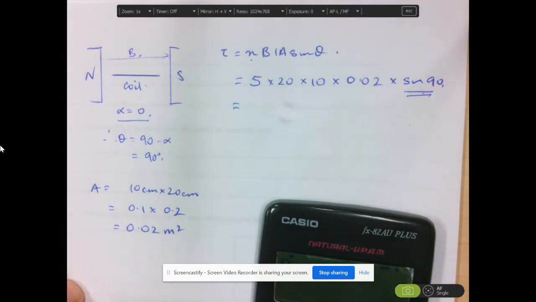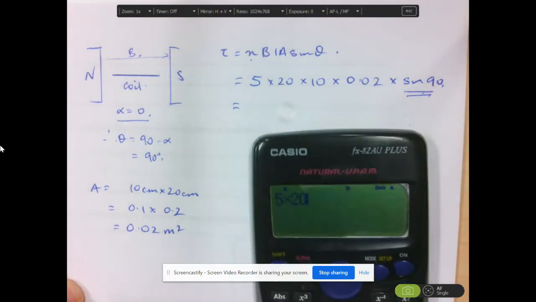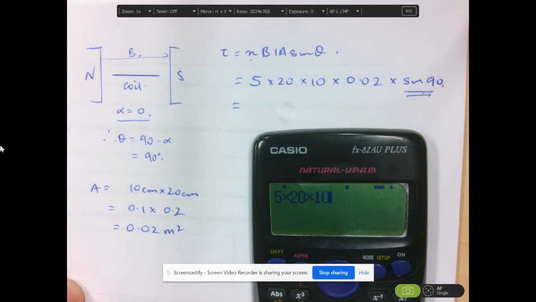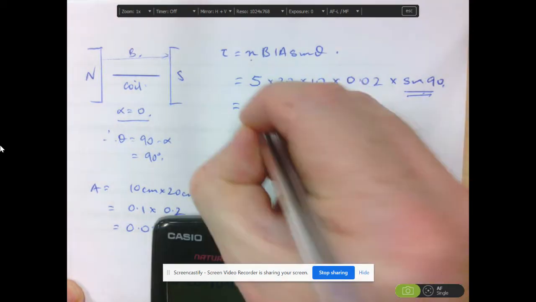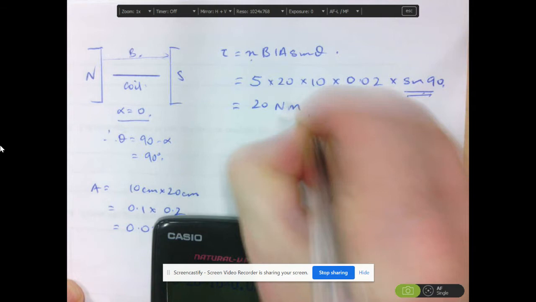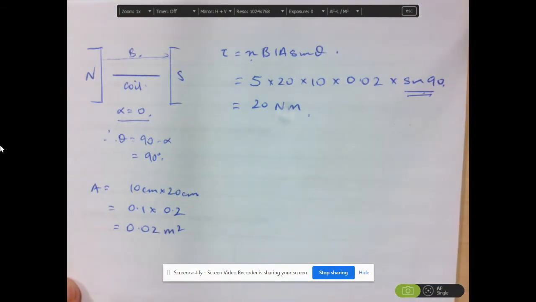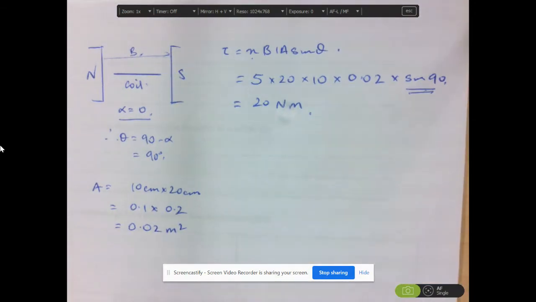All we do now is place all those numbers in. So 5 times 20, times 10 times 0.02, times, I know sine 90 is actually 1, but I'm going to type it in anyway, and that's 20 Newton metres. Okay, so that's a straightforward run-of-the-mill question. Let's try question 2.